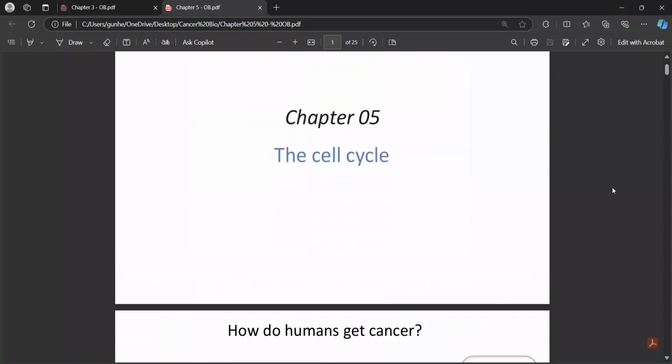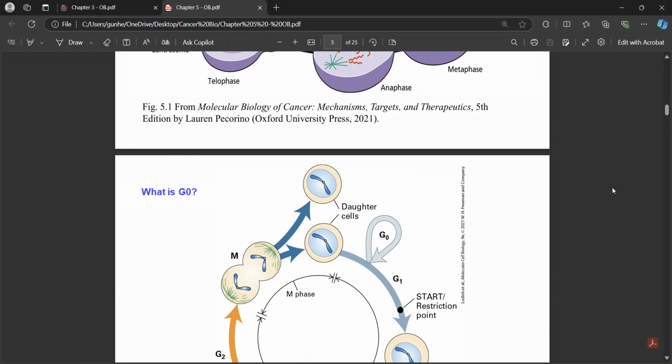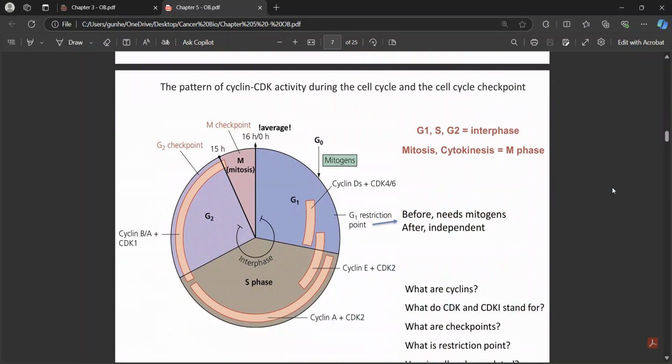So this is chapter 5, the cell cycle. A cell goes through a phase from G1 to S phase and then G2 to M, mitosis. We call this G1, S, G2 interphase, and then mitosis and cytokinesis, M phase. On average, the cell cycle is 16 hours long. About 15 hours is spent on interphase and only 1 hour is spent on mitosis.